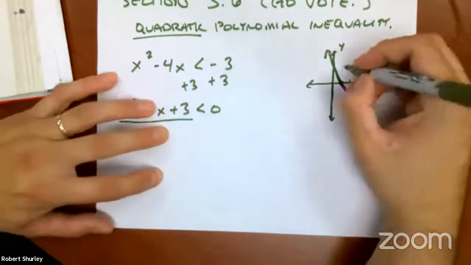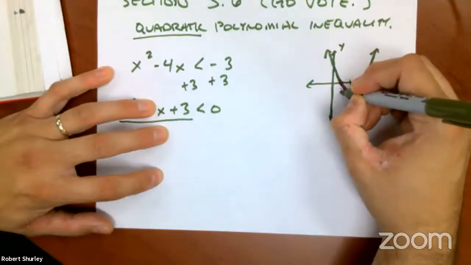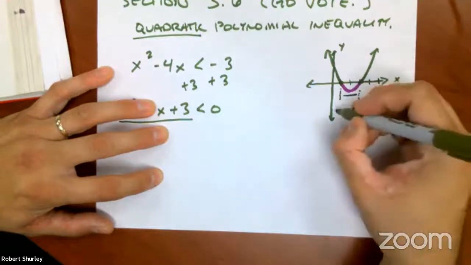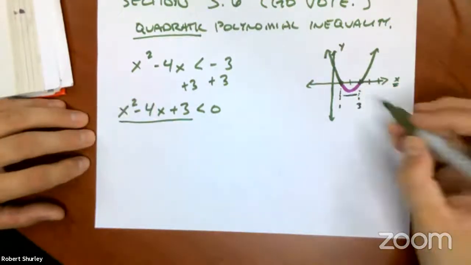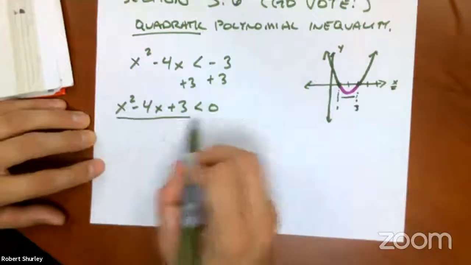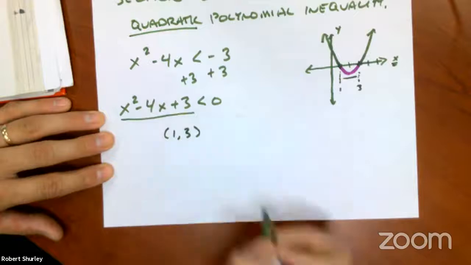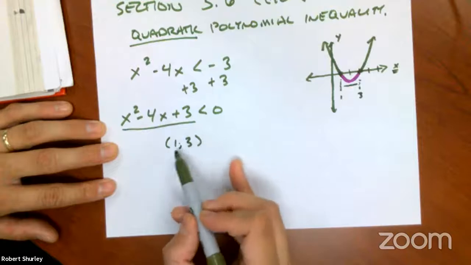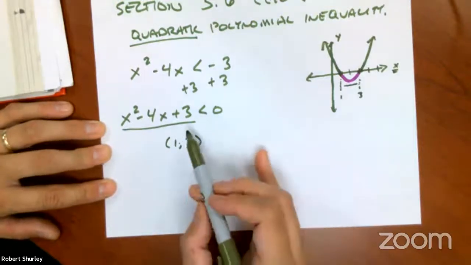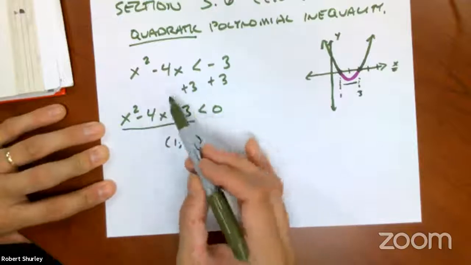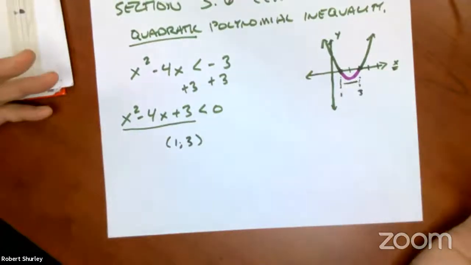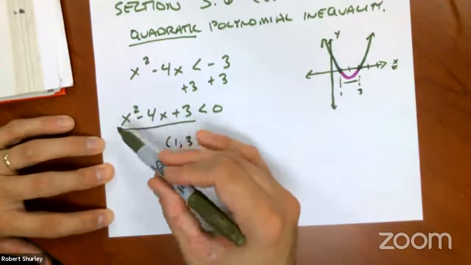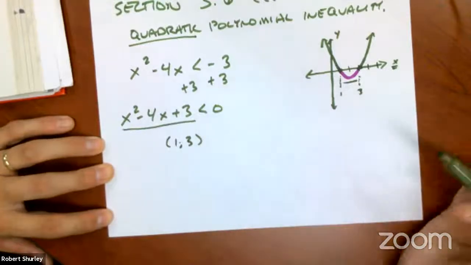And notice from x equals 1 to x equals 3 here, we're below the x-axis. From 1 to 3, we're below the x-axis. So that would be the solution here, 1 to 3. Now, that's not a coordinate. That's an interval. So between 1 and 3, not including them because it's a less than, it's not an equal to. So between 1 and 3, our function is less than 0. If you put in any value between 1 and 3, this number is going to be negative, less than 0.